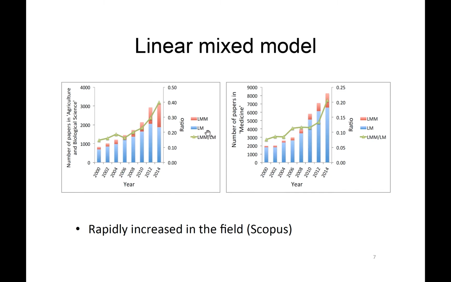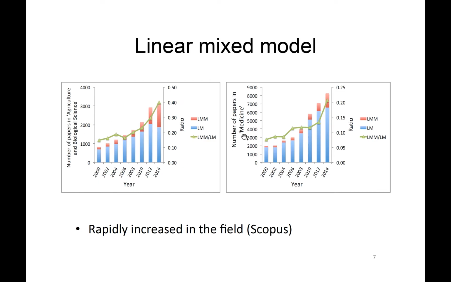And the blue bar is from the linear model, and this green dot is a ratio using LMM over LM. As you can see, in 2000 the number of papers for LMM is relatively small and the ratio is only around 15%. But over the 10 years to 2014, it rapidly increased up to 40% in this field.